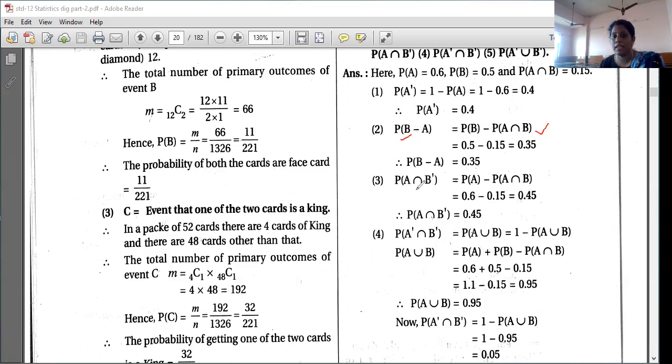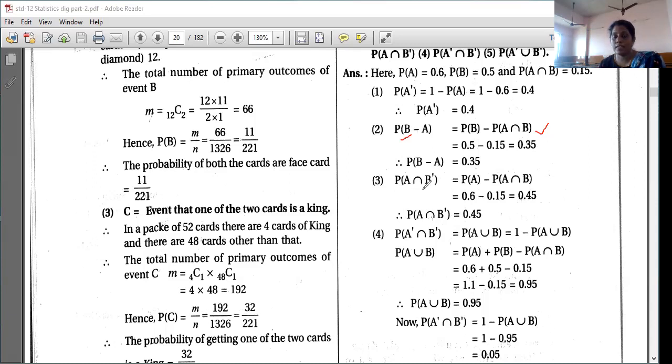If it is P of A intersection B dash, if the dash is given on B, then also we are first using P of A minus P of A intersection B. And if it is P of A dash intersection B, then we are using P of B minus P of A intersection B. Always remember in such a way. So you will not forget those formulas.